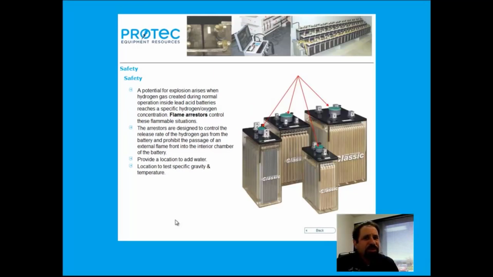A potential for explosion arises when hydrogen gas, created during normal operation inside lead-acid batteries, reaches a specific hydrogen-oxygen concentration. Flame arrestors control these flammable situations. The arrestors are designed to control the release rate of the hydrogen gas from the battery and prohibit the passage of an external flame front into the internal chamber of the battery. They also provide a location to add water. They also provide a location in order to conduct tests such as specific gravity and temperature.